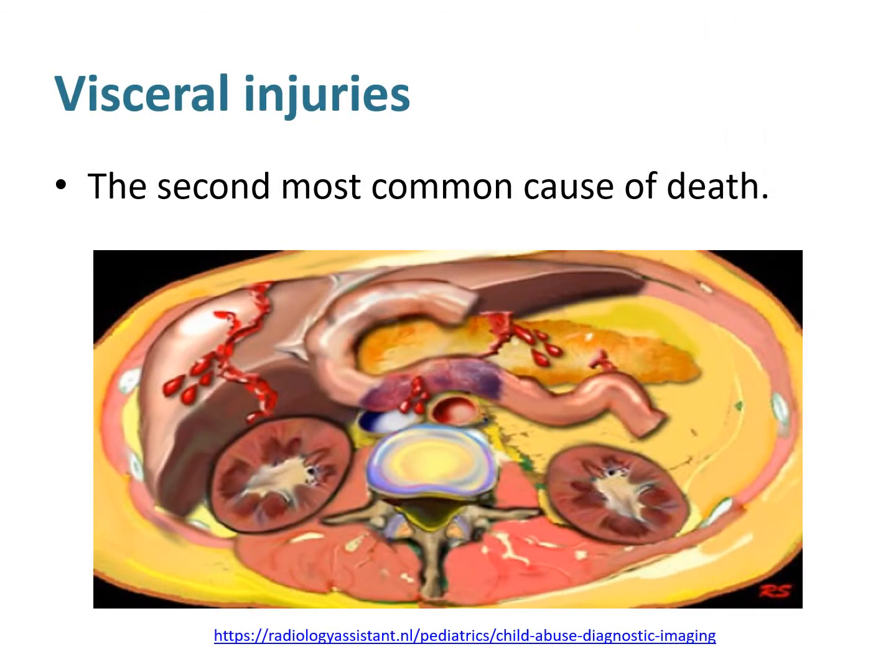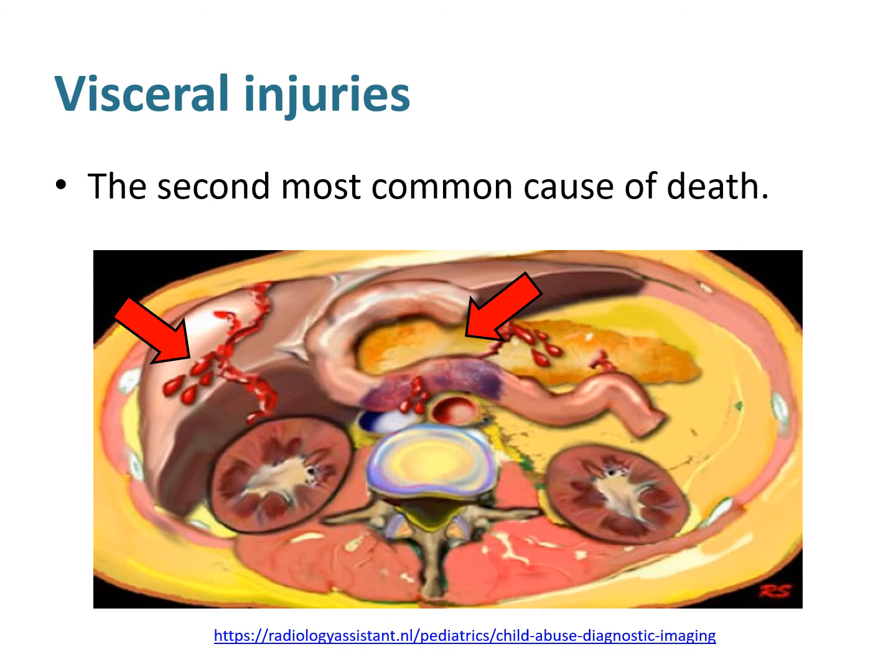Next, we will discuss visceral injuries. We have discussed skin lesions, skeletal lesions, and head injuries, and we will now discuss visceral injuries. Visceral injuries are the second most common cause of death in case of child abuse. These injuries occur because of the thin abdominal wall of the children.